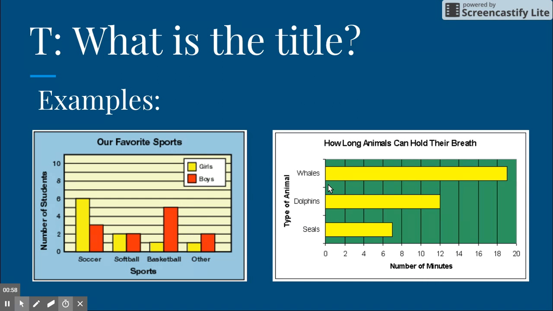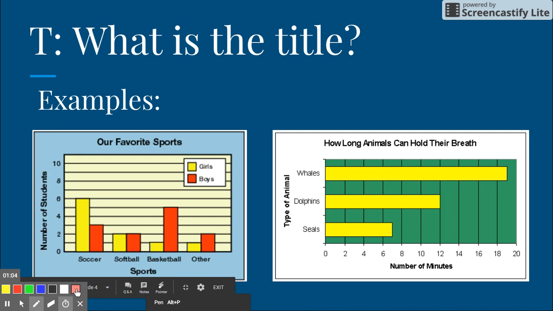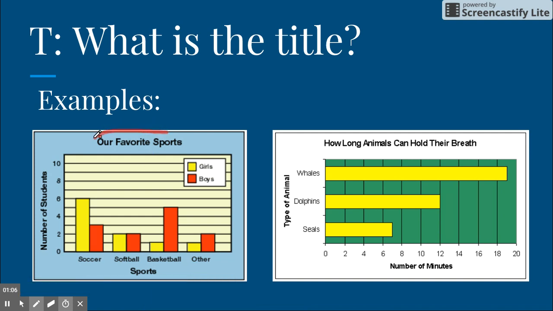So let's look at some examples. Our first example is right here on our left. And so we know that our title is going to be at the top. And so right here, our favorite sports, that's the title. And this is telling me immediately that this is probably going to be about sports. And if we looked at our data, we can see that this is about sports. So this was a good title for this graph. And then over here on our second example, our title is How Long Animals Can Hold Their Breath. And so I immediately know that this is probably going to be about time, because it says how long, and then also animals. And so it helps me identify the variables that were being tested.